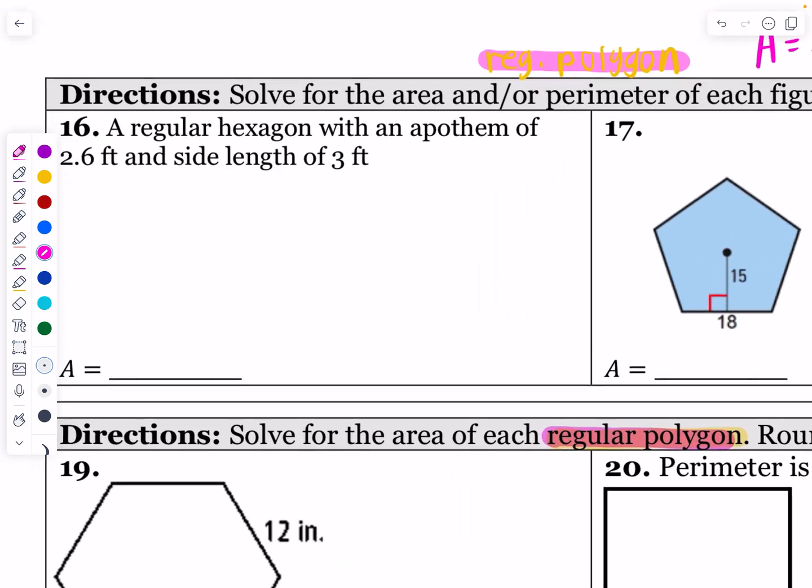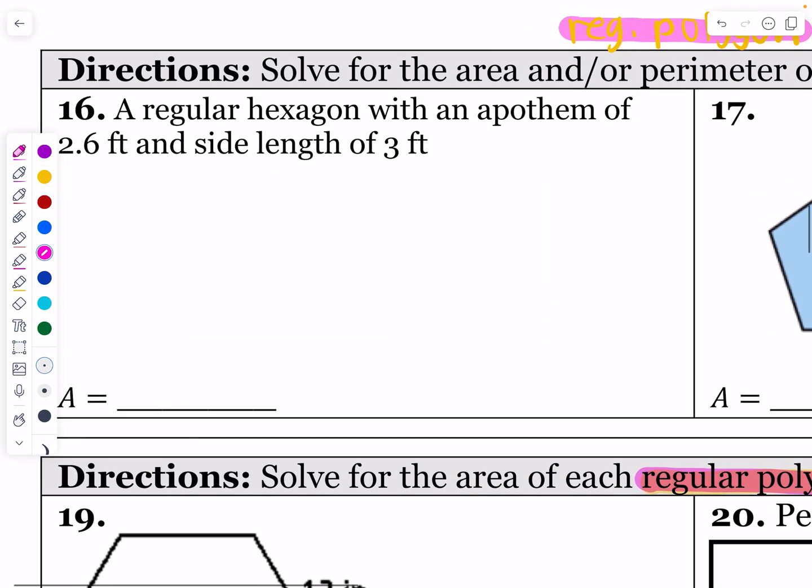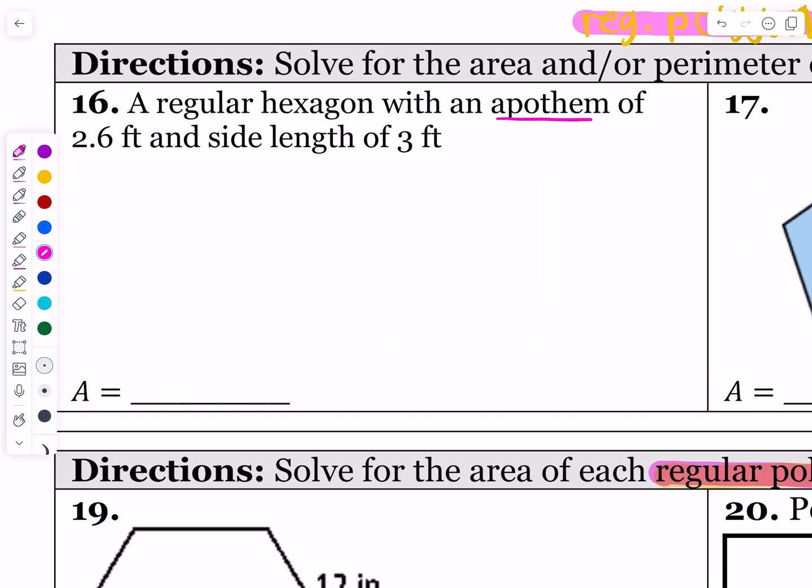So in number 16, it doesn't have a picture. It does tell me that it's a hexagon, though, and it says it has an apothem of 2.6. Let's go ahead and just start with the formula. Area equals A times P divided by 2. So I can go ahead and fill in my apothem. My apothem is going to be 2.6 feet, so 2.6 times my perimeter. Now, it doesn't give me the perimeter. I'm sorry, y'all. It gives me a side length of 3 feet.